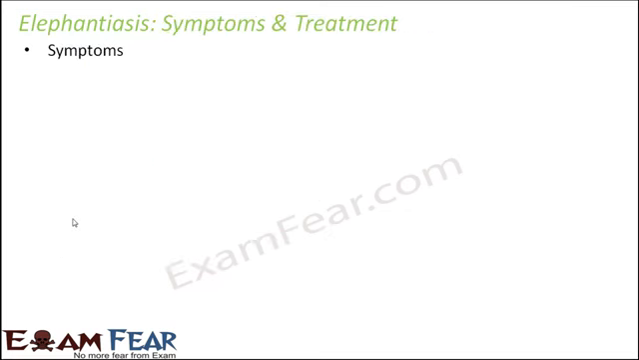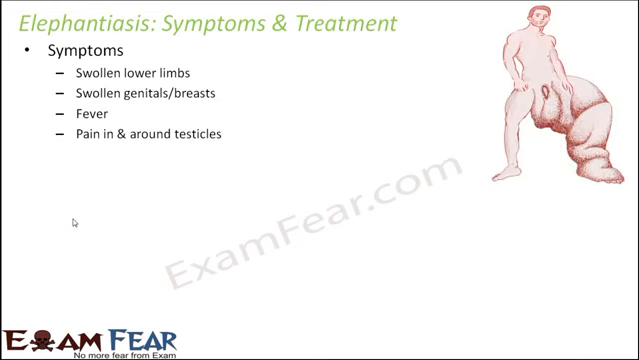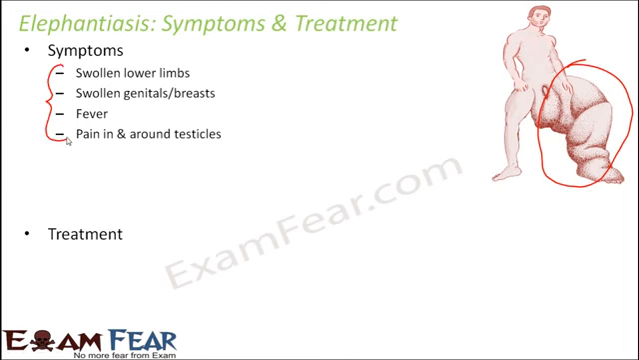Some of the symptoms of elephantiasis are swollen lower limbs. As you can see in this picture, the lower limb and the genital part are so badly swollen. So this is the problem with this disease. Swollen lower limb, swollen genitals or breasts, fever, pain in and around the testicles. When the lower limb becomes so much swollen, it becomes very difficult to move from one place to another as well.